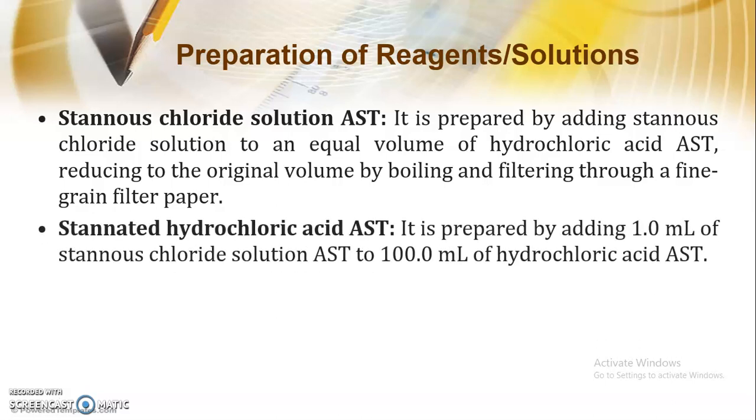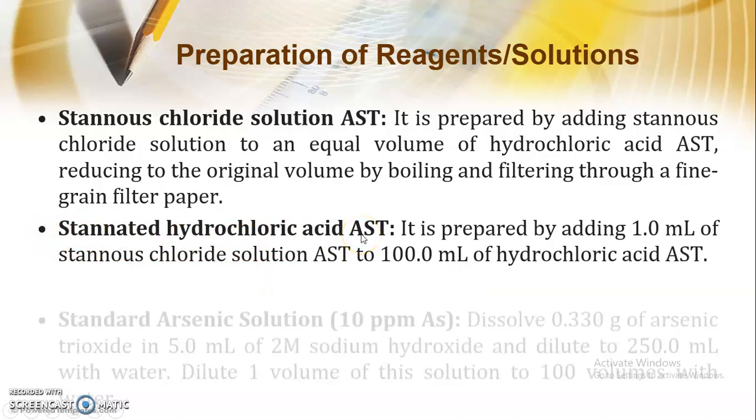Then stannated hydrochloric acid AsT solution. It is prepared by adding 1 ml of stannous chloride solution AsT. So this solution, when added to 100 ml of hydrochloric acid, gives the stannated hydrochloric acid solution, which is used as a reducing agent.